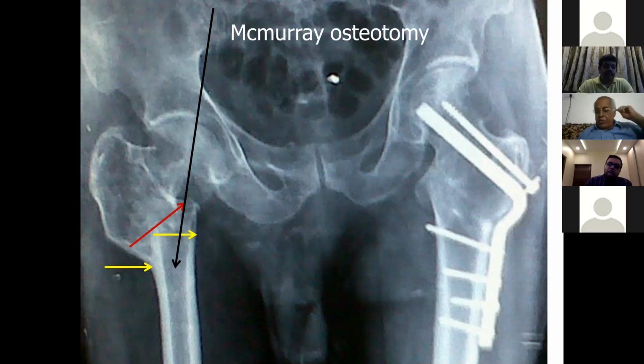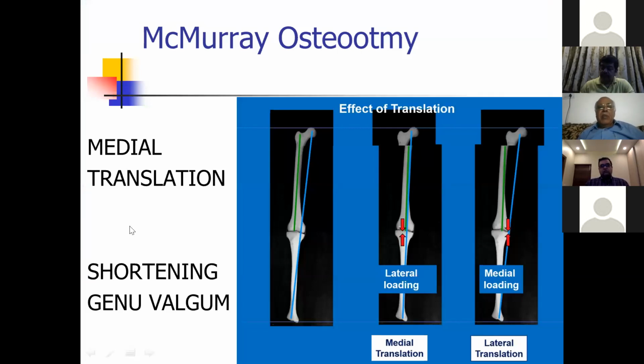In the pelvic support osteotomy, the weight bearing is directly from the sacroiliac joint to the head and then to the distal fragment. But the side effect is that when you translate the femur medially, you see here, the mechanical axis passes laterally and this results in genu valgum and shortening. The disadvantage of McMurray osteotomy is shortening of the limb and genu valgum in the long run.